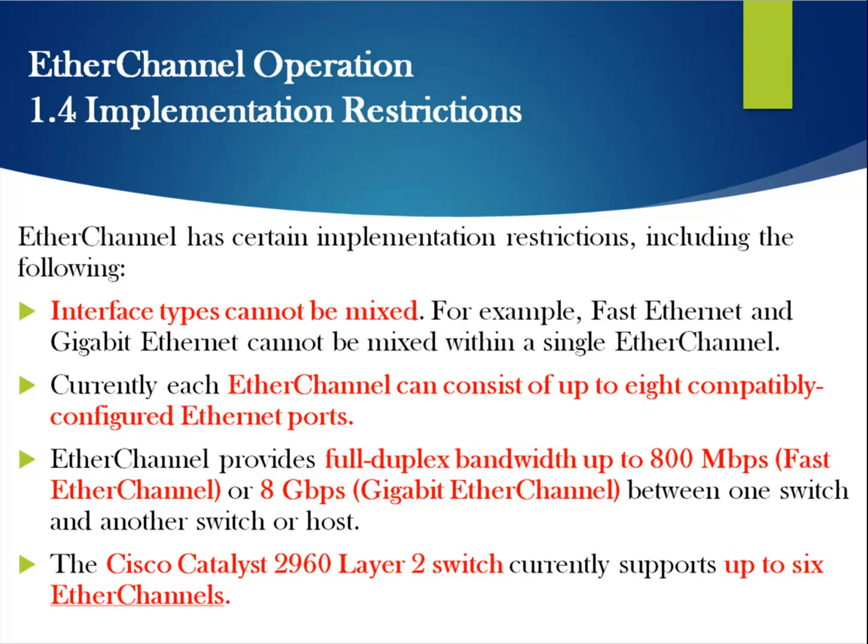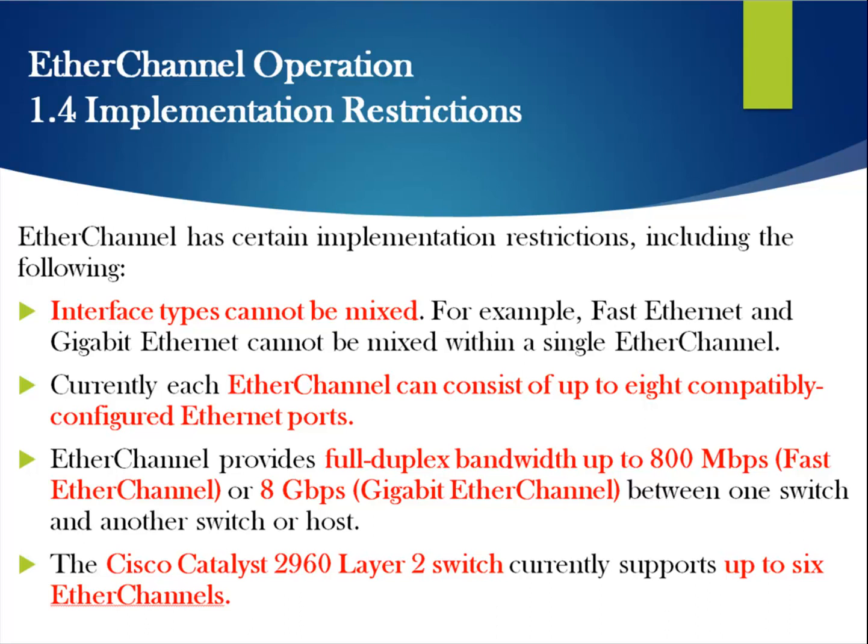The first thing is interface types cannot be mixed. This is a very important thing. If you have Fast Ethernet and Gigabit Ethernet, you can have the EtherChannel only on Fast Ethernet ports. If you have Gigabit, it should be only Gigabit. That means within a single EtherChannel, you cannot mix Fast Ethernet ports and Gigabit Ethernet ports. So this is the first restriction.